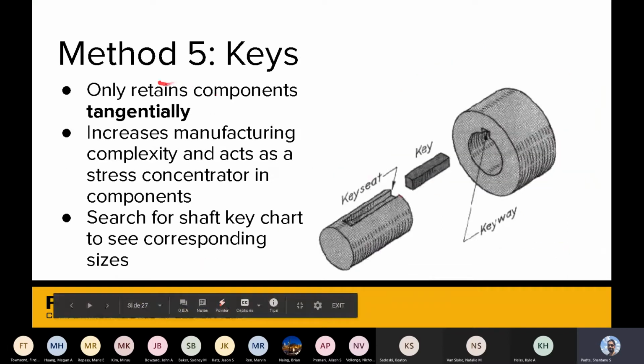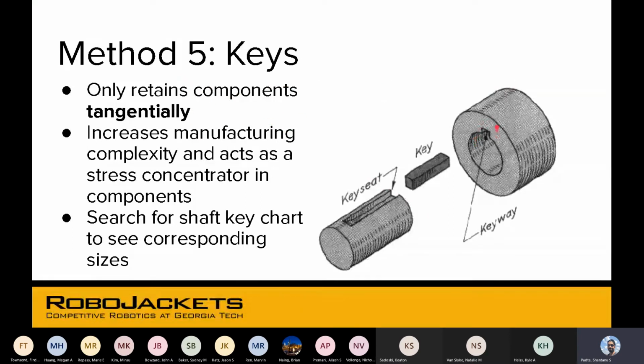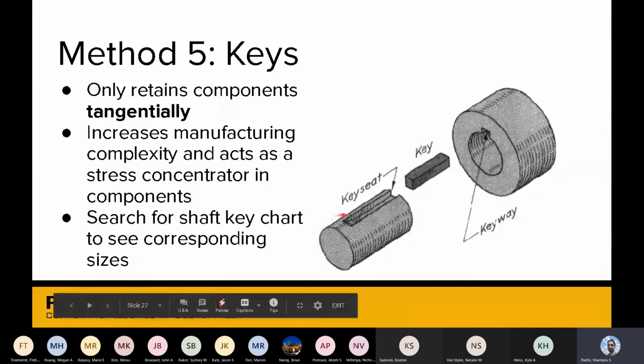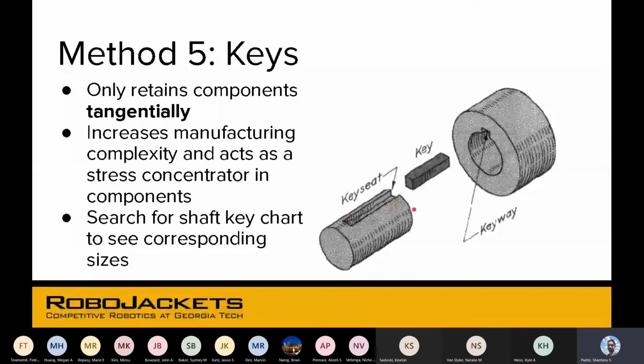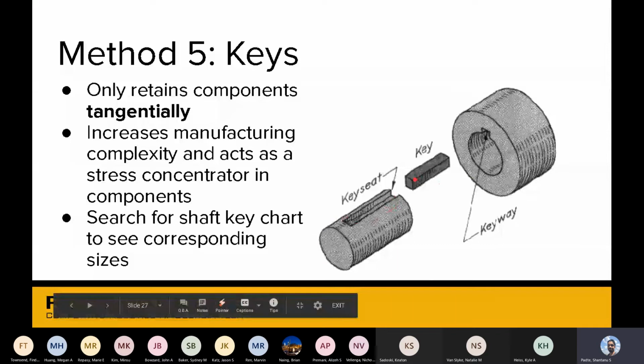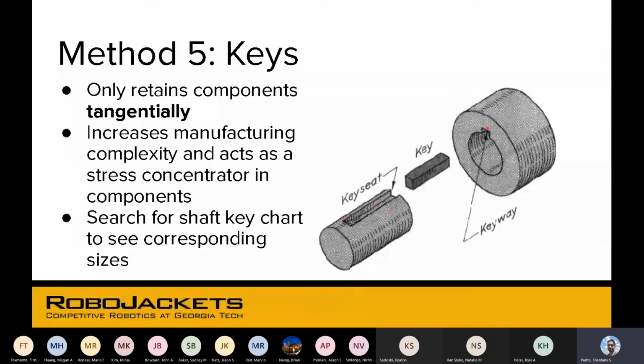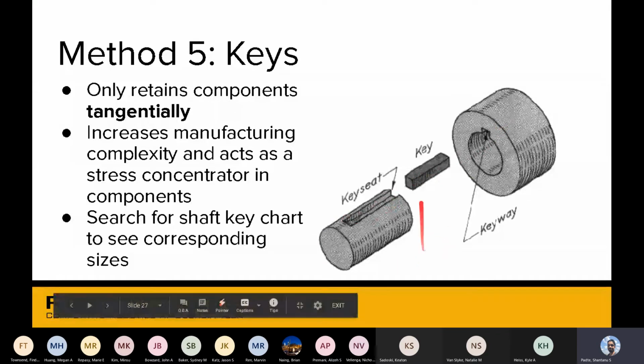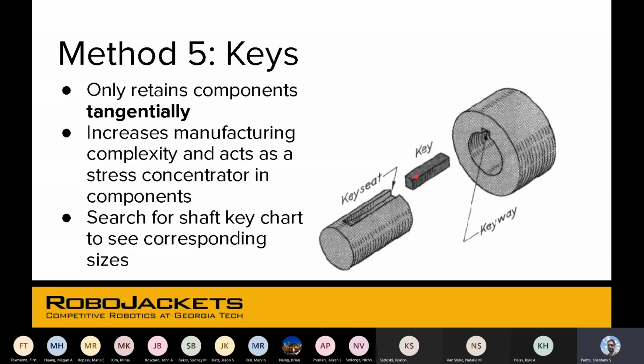And finally, keys. Keys retain components tangentially. As you can see here, there is a square-shaped hole here, and a square-shaped hole over here as well. This key is supposed to fit between both of these. Without the key, you could put this in and it would just rotate as is. But when these holes are aligned, you can add the key in there and it'll stop it from moving tangentially. It'll stop it from rotating with respect to each other.